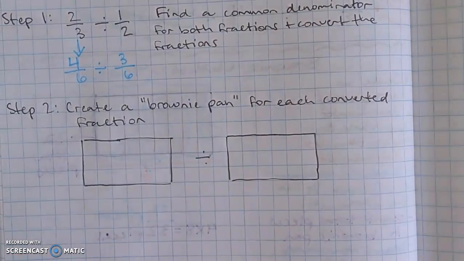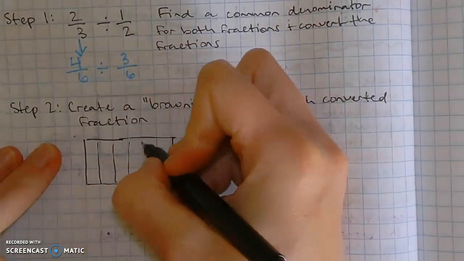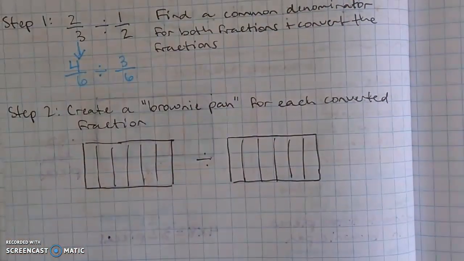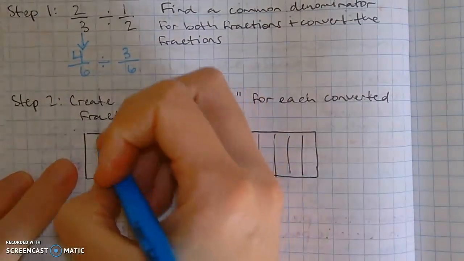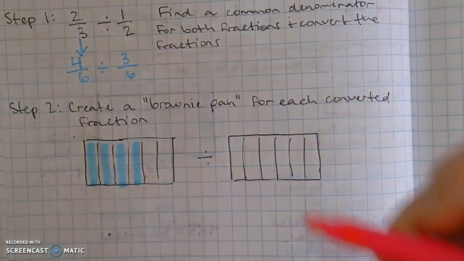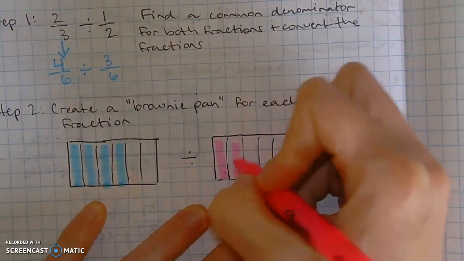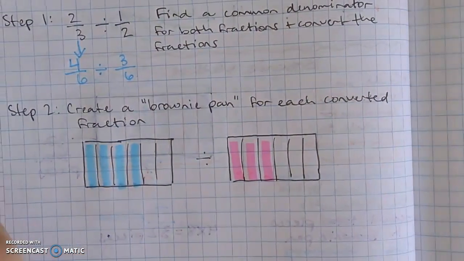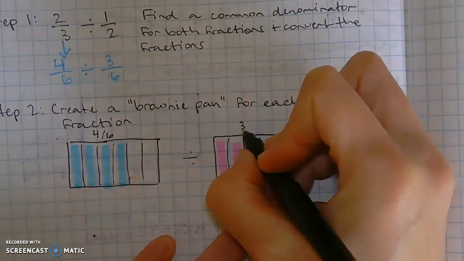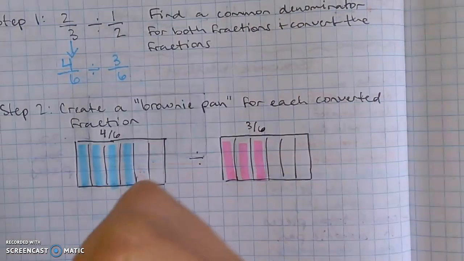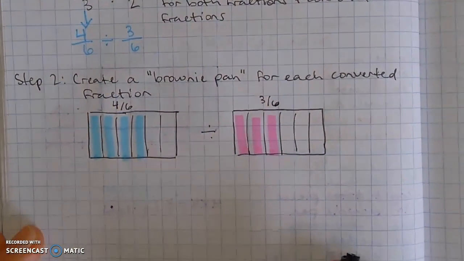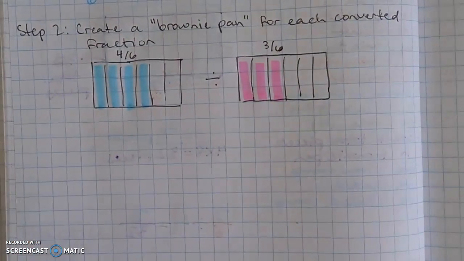Okay. So if I know that that's sixths, and this one is also sixths, it makes it easier. So I'm going to do some highlighting now. On the first one, I know that's 4/6. So I'm going to do 4/6, and then I'm going to divide it by 3/6. Let's just label these real fast. So this is going to be 4/6 divided by 3/6. Okay, so that's step 2. I've created a brownie pan for each converted fraction. Now I'm going to move on to step 3.